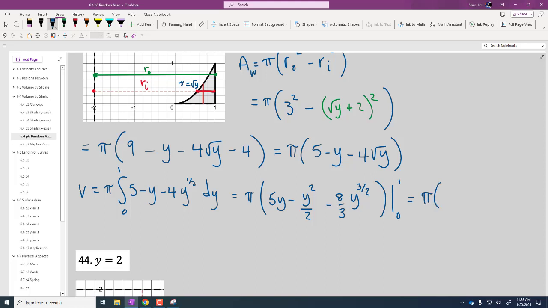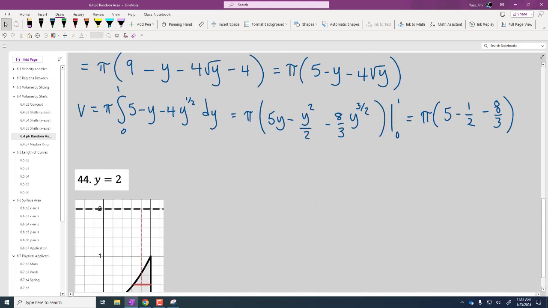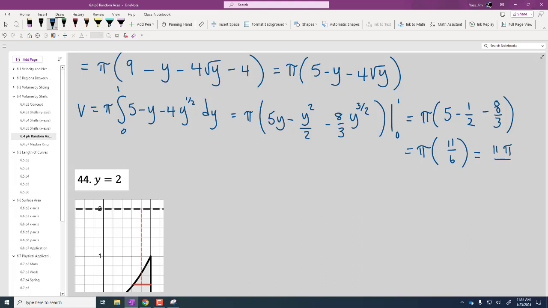So we'll end up with pi multiplied by 5 minus 1/2 minus 8/3. Common denominator of 6, so it's going to be pi times 30 minus 3 minus 16. So 30 minus 19, which is, what is it? 11. 11 over 6, and let's hope that that was the same answer we had above.